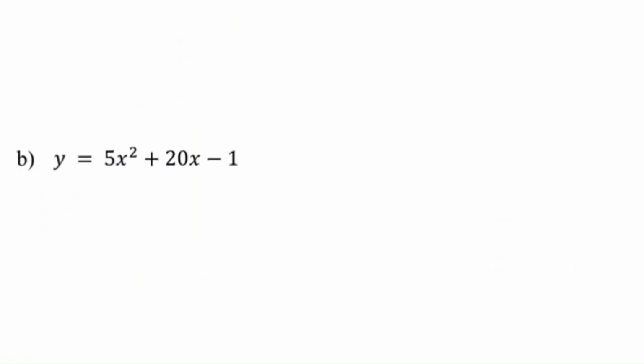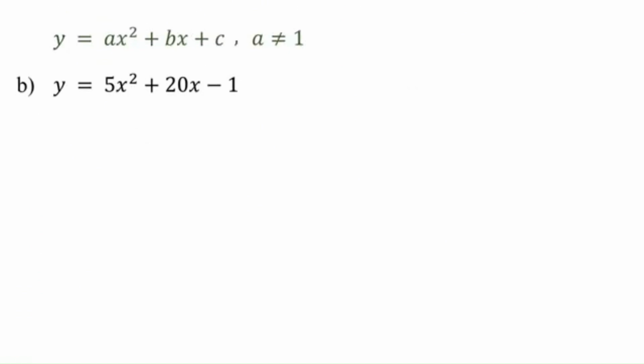In the next example, the leading coefficient is different from 1. What should we do first in this case? Remember, to complete the square, the leading coefficient must be 1. So, when the leading coefficient is different from 1, our initial step is to make it 1. We do this by factoring it out from the variable terms. Here, the leading coefficient is 5. Factoring it out from the variable terms gives us 5 times x squared plus 4x.